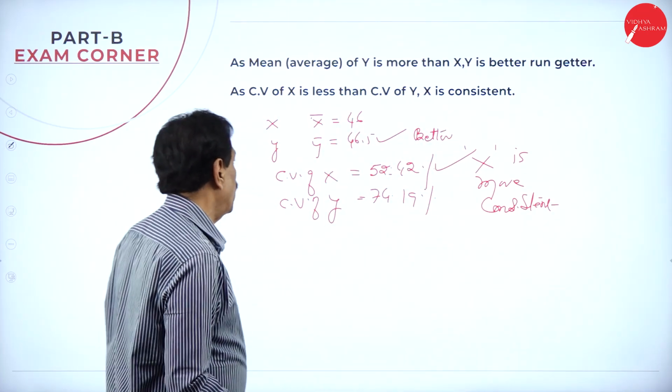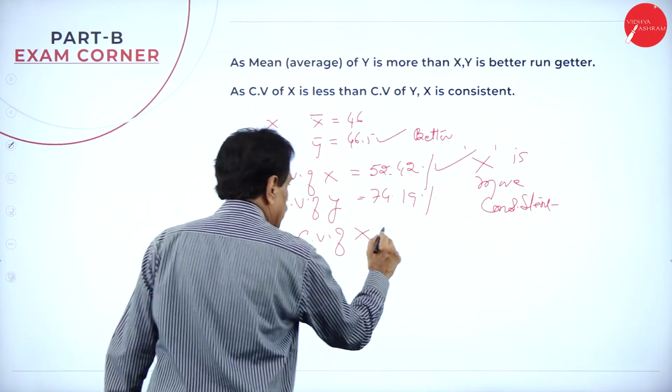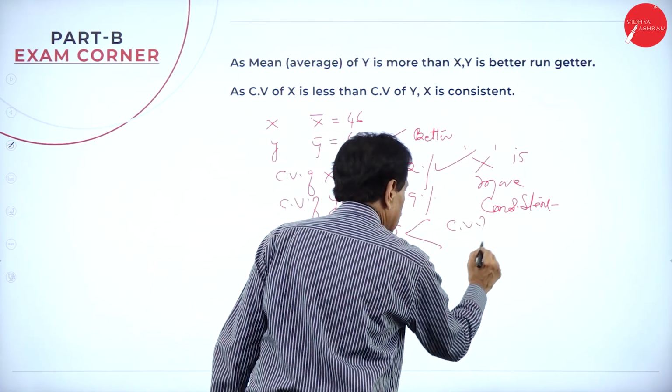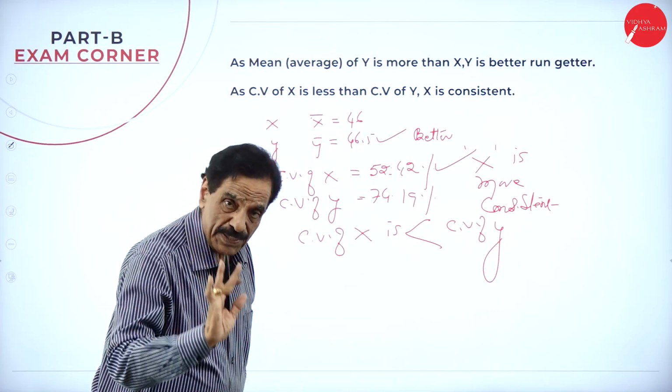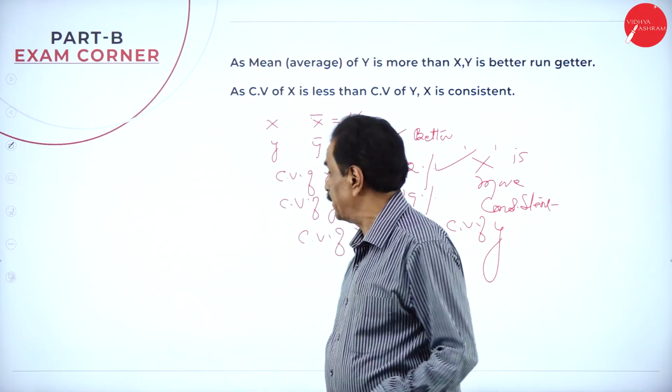Because CV of X is less than CV of Y, therefore X is more consistent. Whose CV is less, he is the more consistent batsman.